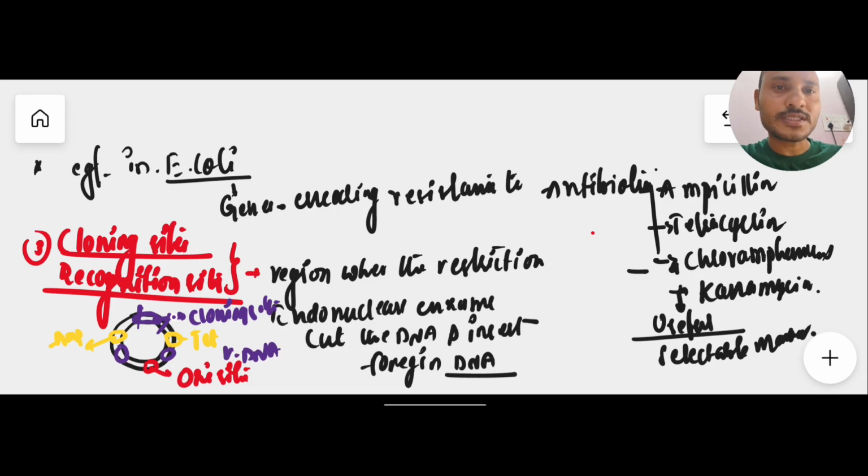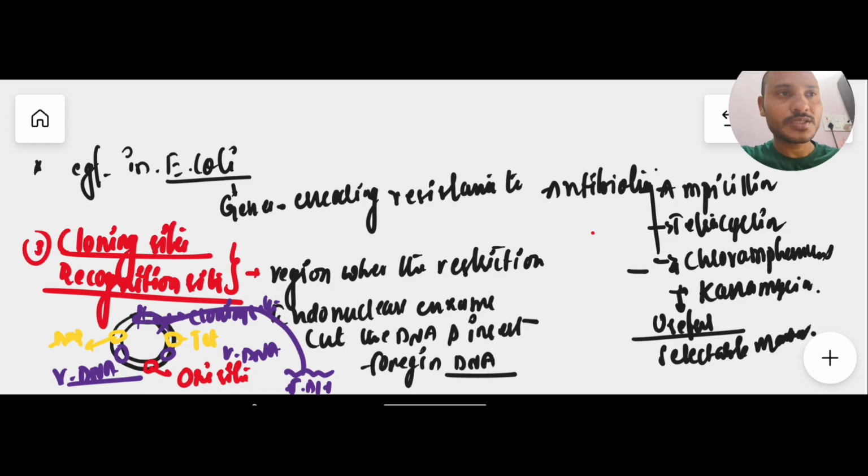For example, if we cut open this cloning site using restriction endonuclease, and then add this foreign DNA or desired DNA into this cloning site, it forms a new DNA. That new DNA is nothing but rDNA. So this cloning site is also very important for plasmids.